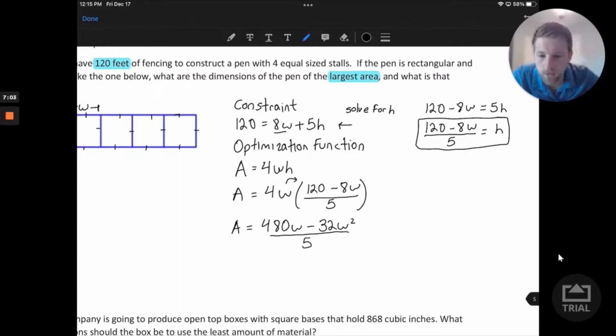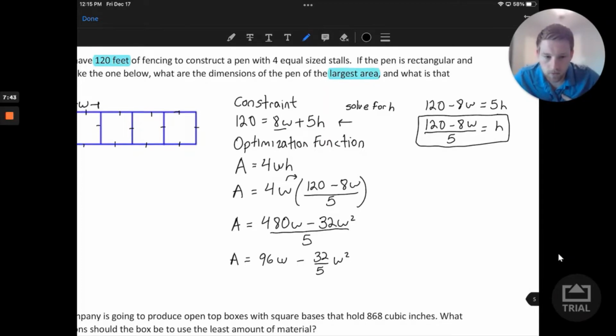Now, if you'd like, we can rewrite this a little bit cleaner. If we rewrite this expression without distributing this 5 to both terms, we could rewrite it as the area equaling 480 divided by 5. We can divide that to get 96w, and then we can say this is 32 divided by 5 w squared. Just to distribute that 5. It doesn't go in evenly for the second term, but it looks a little bit better for taking our derivative. So let's go ahead and take our derivative.